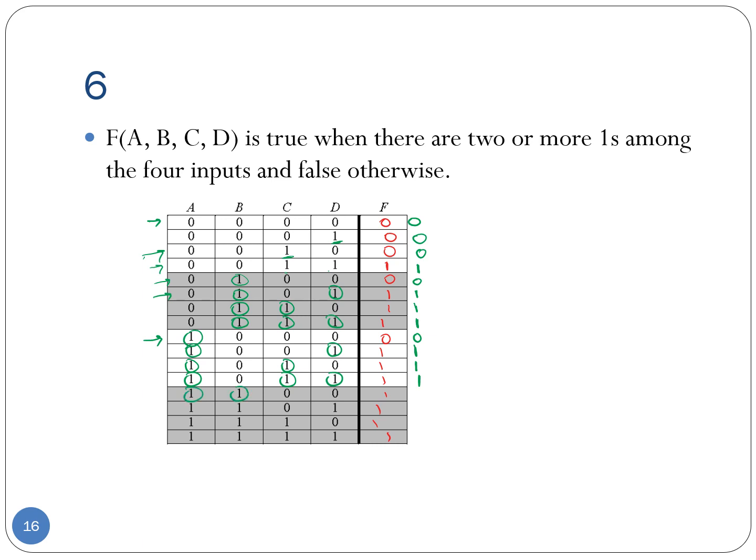Here again two ones, so the output is 1. Here three ones, so again the output can be 1. And here we have all four ones, so the output can be 1.